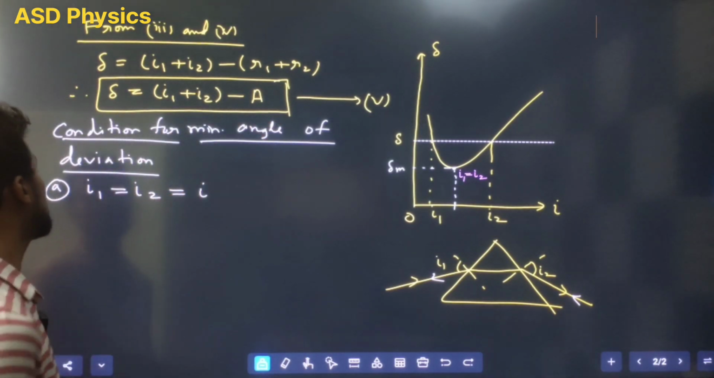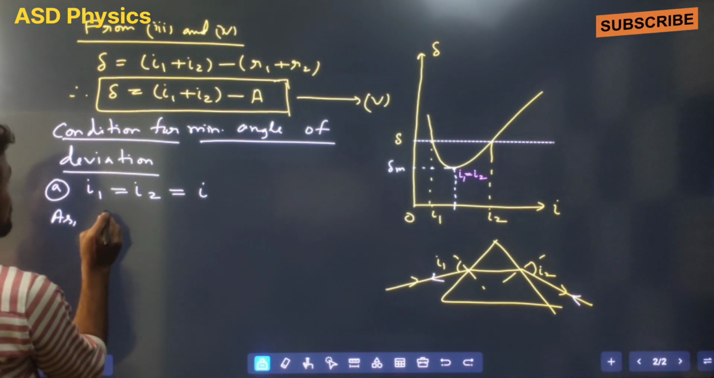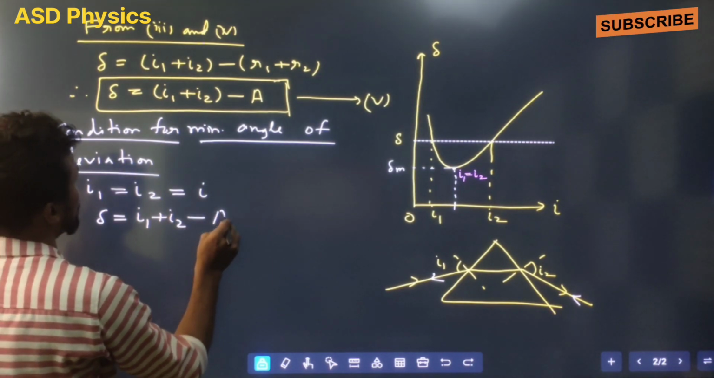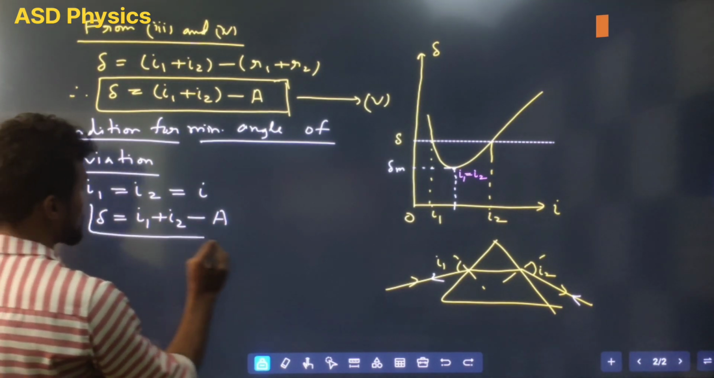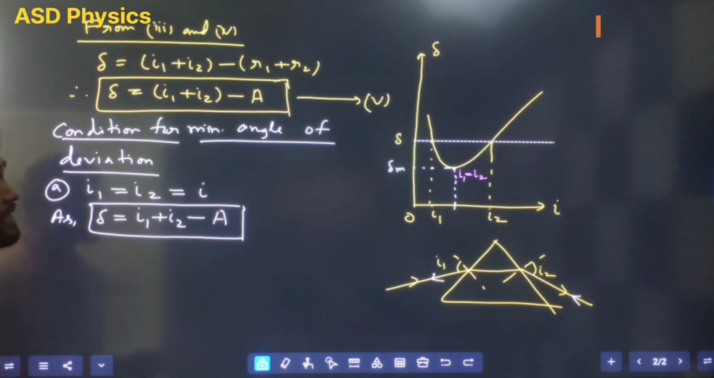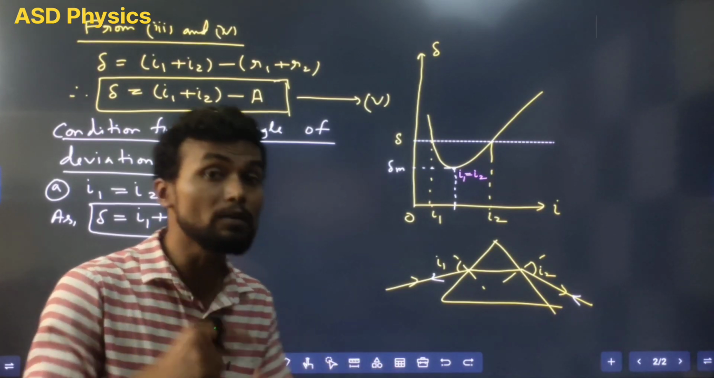And what I have taught you, see here please, what equation do we know? We know the equation delta equal to I1 plus I2 minus A. This is a general equation, applicable in all kinds of situations. But when I write I1 equal to I2 equal to I, then this is applicable only in the minimum angle of deviation situation.